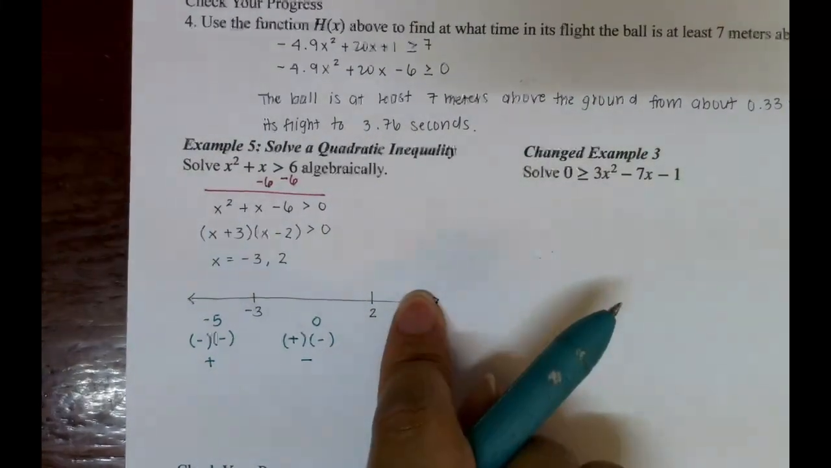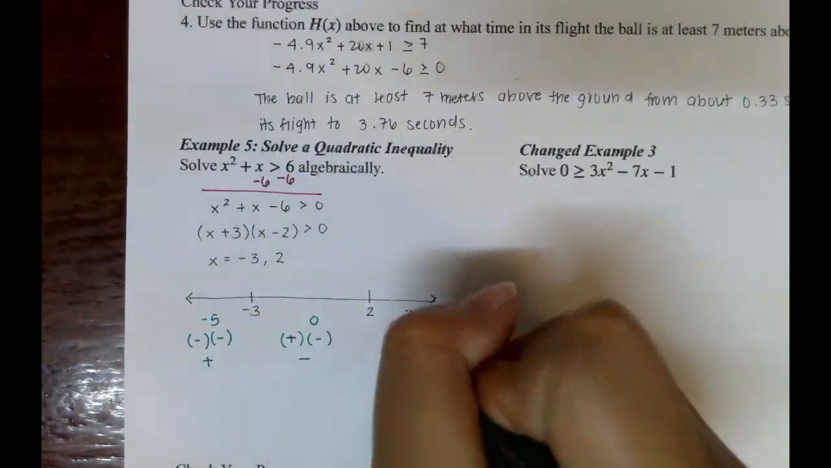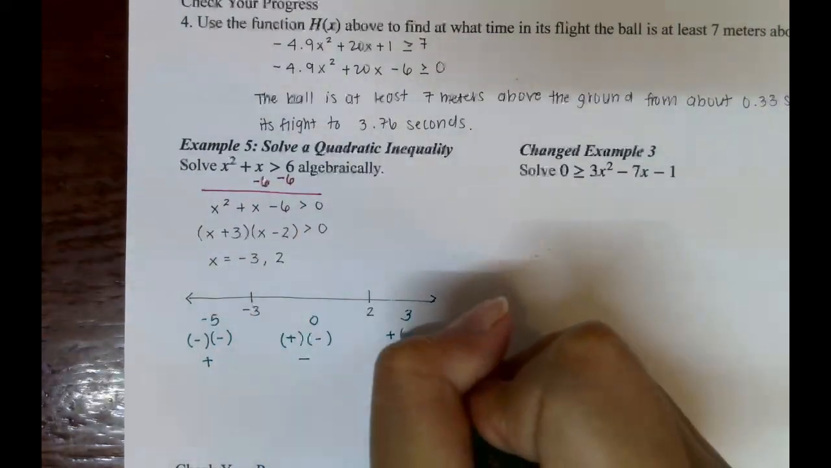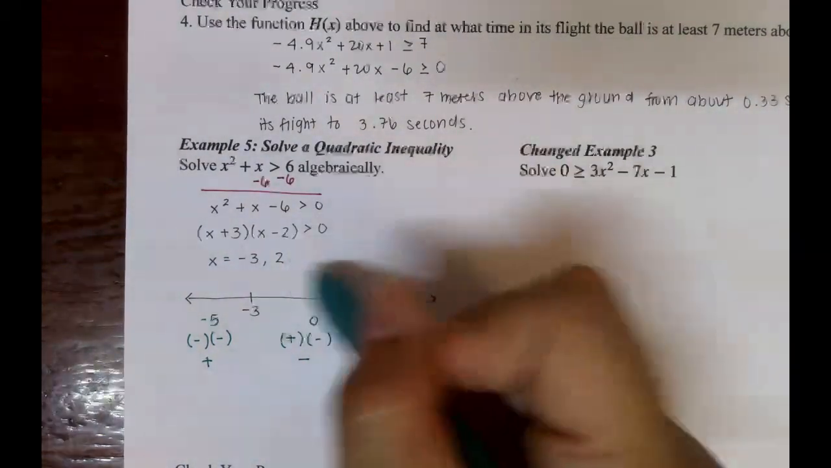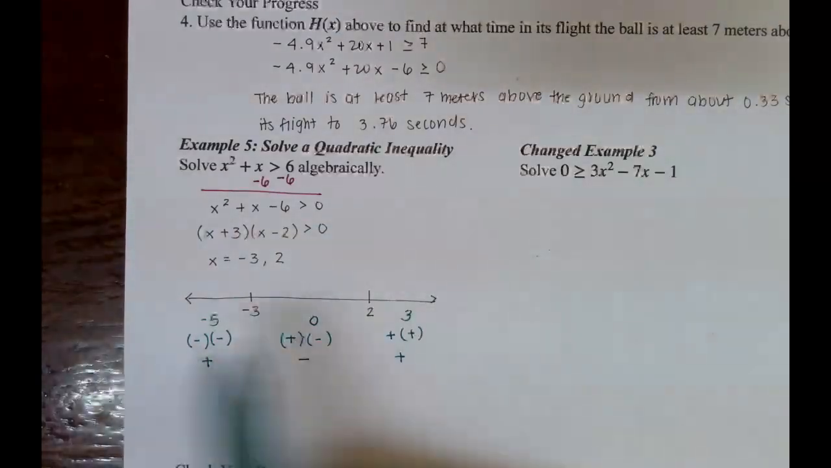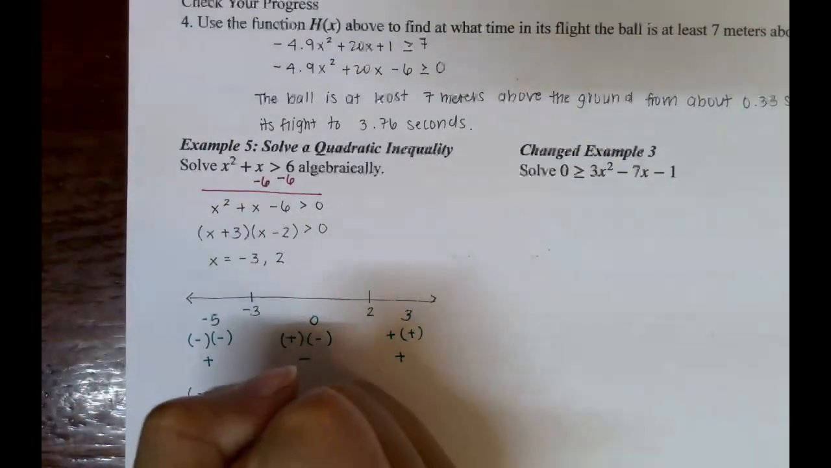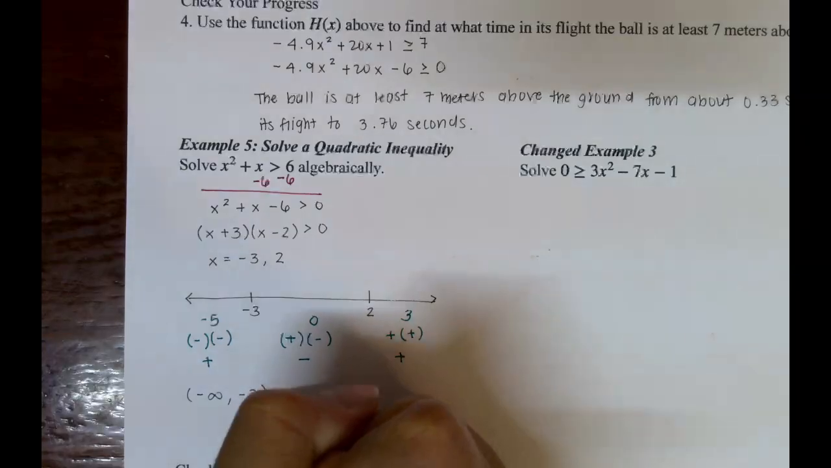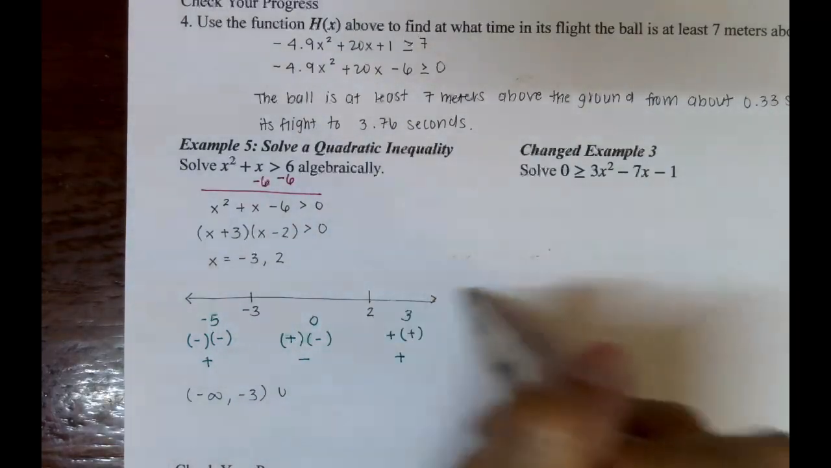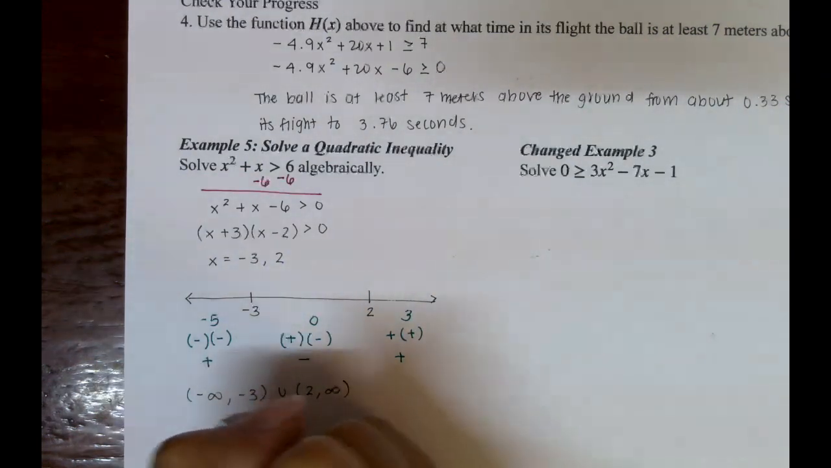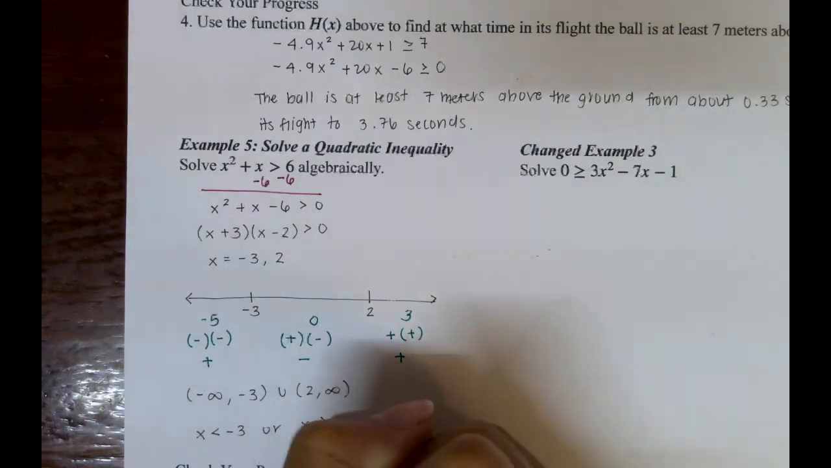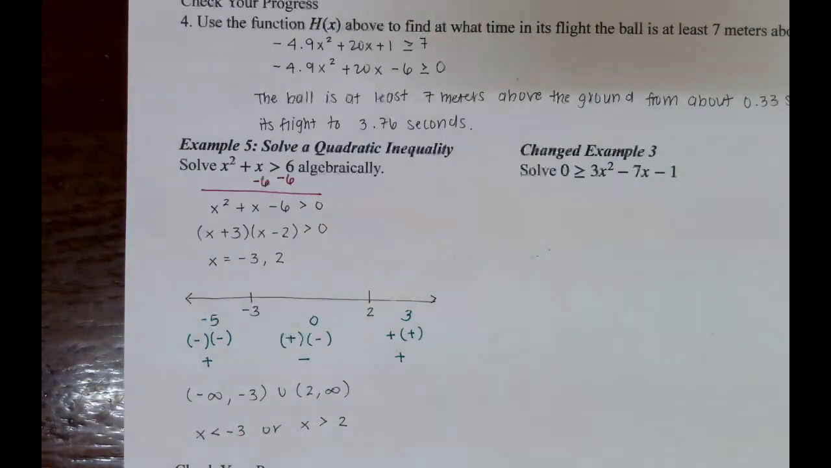Then I'm going to test 3. 3 plus 3 is positive. 3 minus 2 is also positive. Positive times a positive is positive. So which parts are greater than 0? The positive parts. So that means it's from negative infinity to negative 3, as well as from 2 to infinity, or if you choose to write it as an inequality, that means x less than negative 3, or x greater than 2. And there you have example 5.